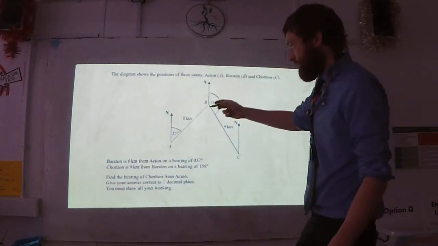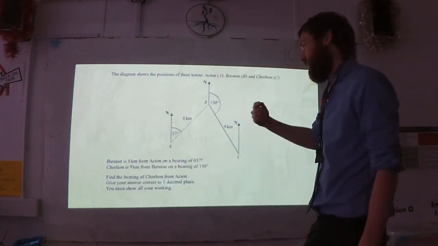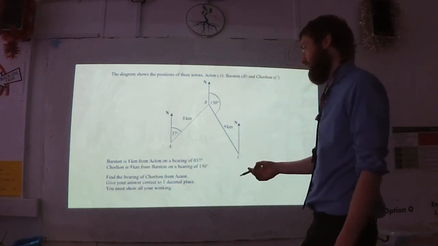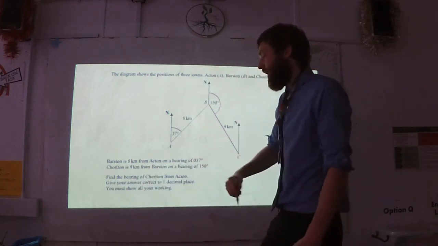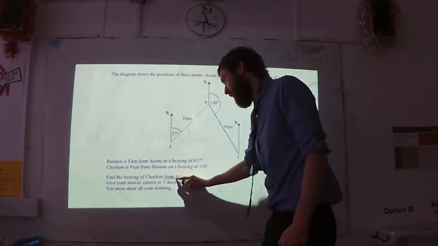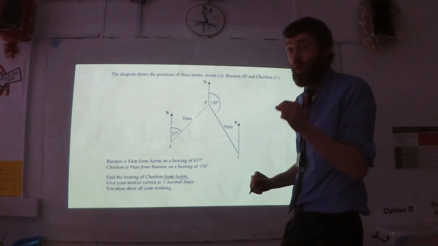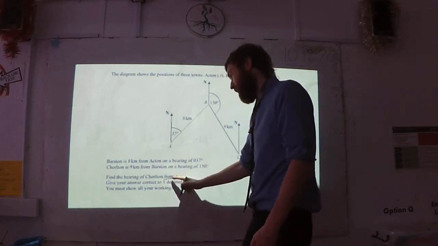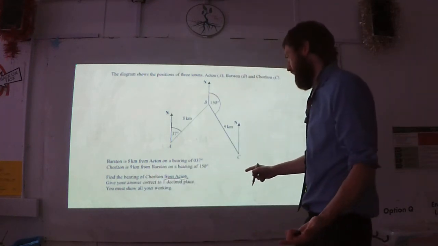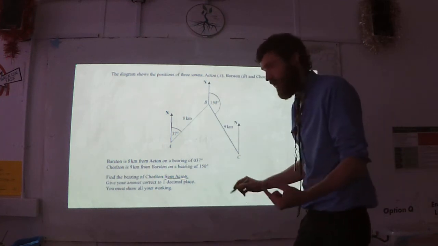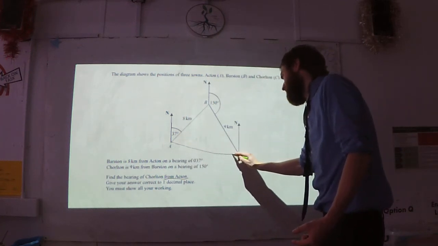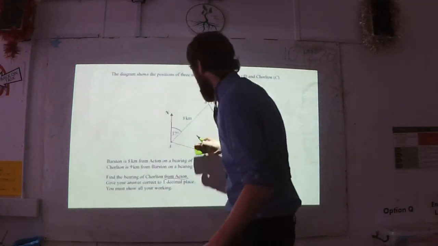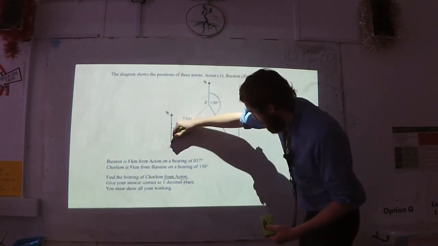Okay, it says, Barston is 8 kilometres from Acton on a bearing of 037. Okay, Chorlton is 9 kilometres from Barston on a bearing of 150. They've drawn that out for you, that's fine. Find the bearing of Chorlton from Acton. Where it's from is where we start. So there's Acton there. Okay, now it wants from Acton basically to Chorlton. Now they haven't actually got a line there yet, so you've got to draw in your own line. So A to C is a pretty horrific line, which even in a video I'm not happy with. So therefore, let me do that again.